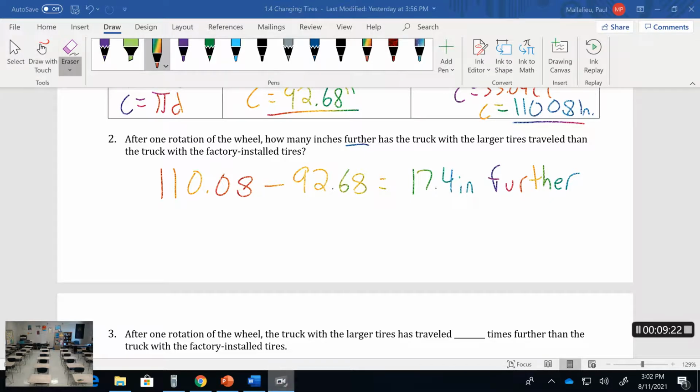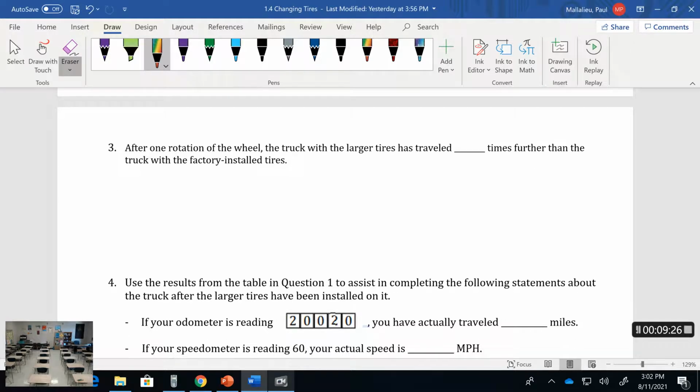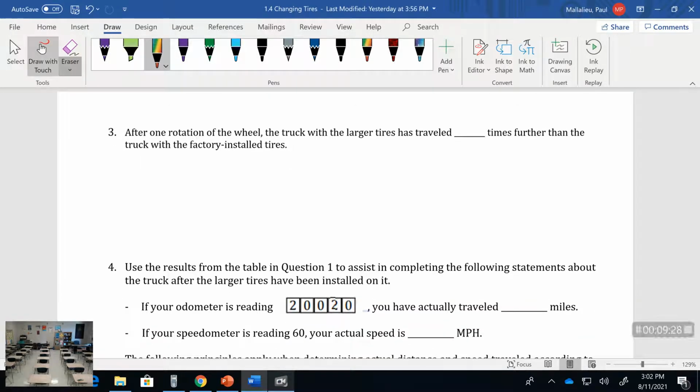All right, so now that we know that information, we are asked, after one rotation of the wheel, the truck with the larger tire has traveled blank times farther. This is where at the very beginning we mentioned scale factor.